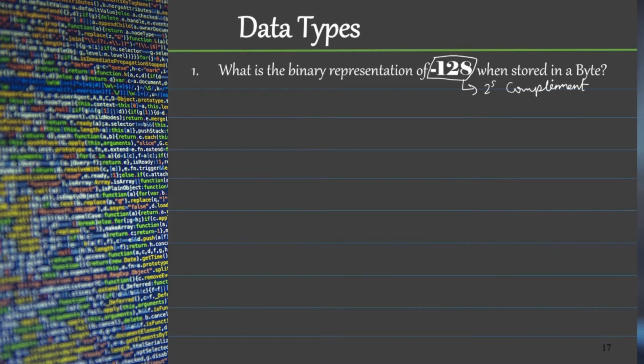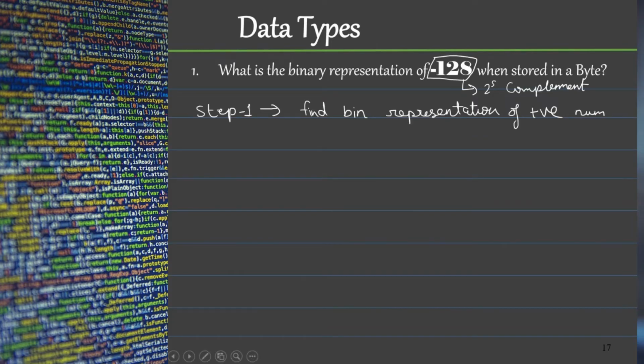2s complement way. So the steps are very simple. I would write it in a stepwise manner, and all of you please note it down and pay attention here. What is step 1? Find the binary representation of positive number.